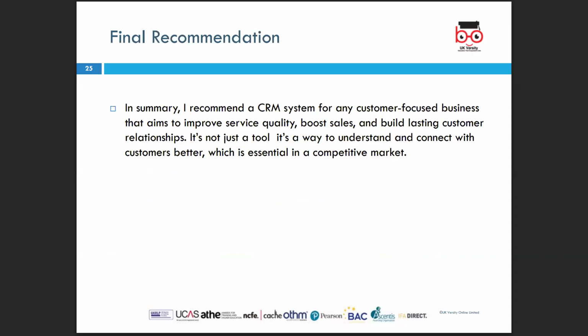So in summary, we would recommend a CRM system for any customer-focused business that aims to improve service quality, boost sales, and build lasting customer relationships. So CRM is not just a tool, it's a way to understand and connect with customers in a better way. And we know this is essential in a competitive market.